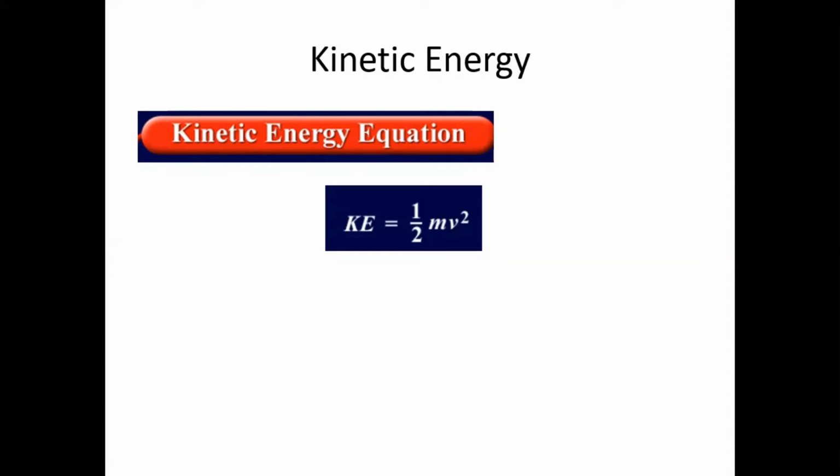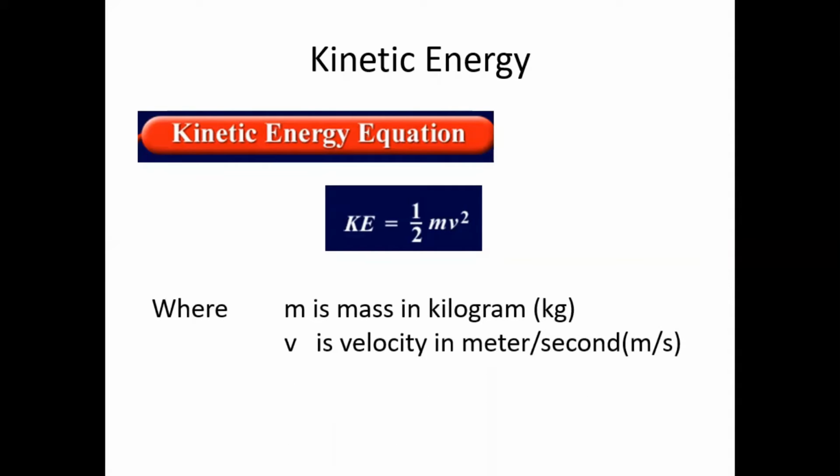Based on these two factors, we can now derive the equation for kinetic energy. Kinetic energy is equal to 1/2 mv squared, where m is mass in kilogram or kg, and v is velocity in meter per second or m/s. Combining the mass and the velocity squared, we have the unit kilogram meter squared per second squared, which is also known as joules, with the symbol capital J.